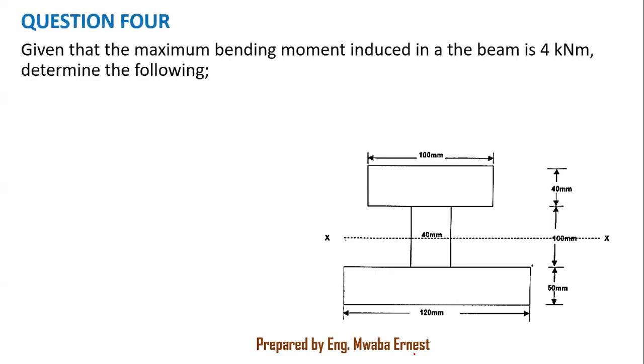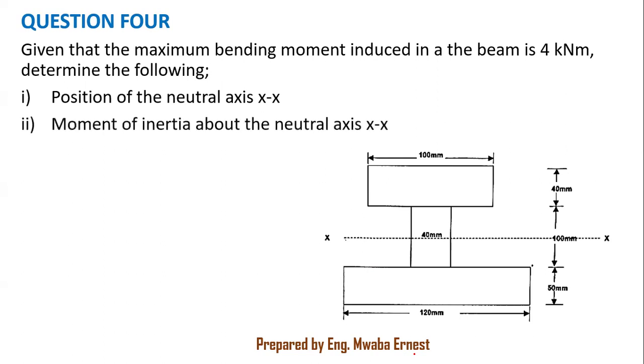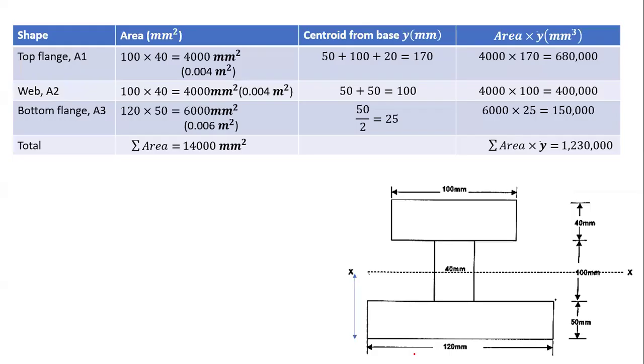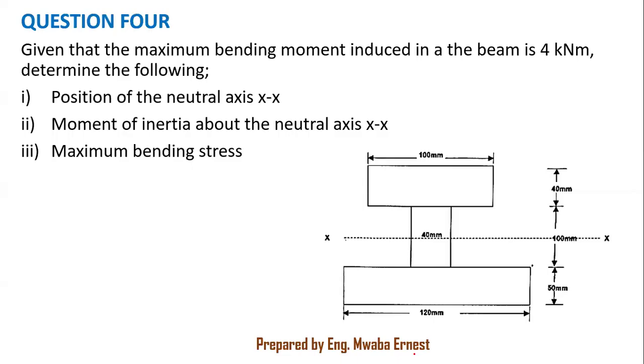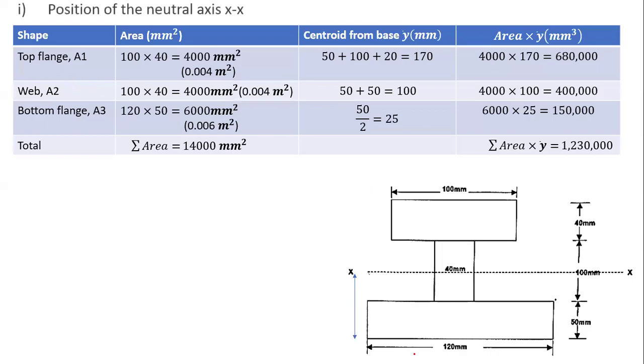Now here's our next question. We were told that given that the maximum bending moment is 4 kilonewton meters, determine what? Position of XX, this is the neutral axis. Moment of inertia about the neutral axis, which is XX. Then maximum bending stress. So having done that, we didn't even put up the data because that will be taken care of by the table. So we proceed.